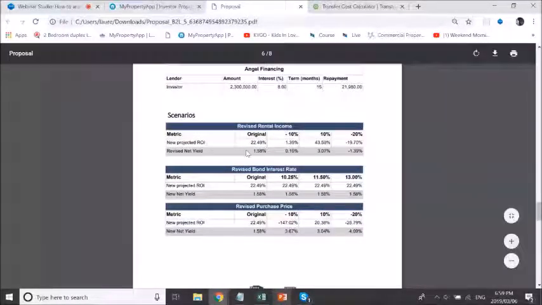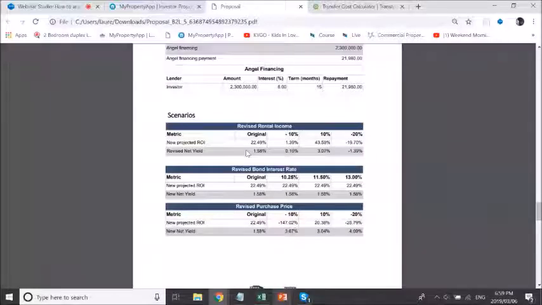So remember, the scenarios portion tells you that if things had to change, how would it affect my deal? For instance, if we look here at the rental income, if we get the rental income we expect, the return on investment is 22.49%. If the rental income is 10% less than we expected, our return would become 1.35. If our rental is 20% less than we expected, we start to lose money. We have a negative return on investment.